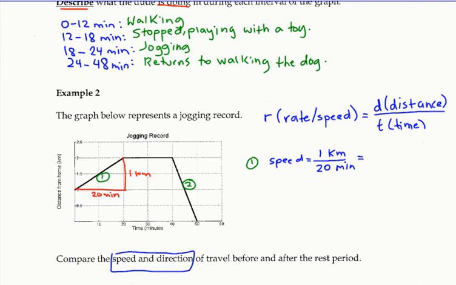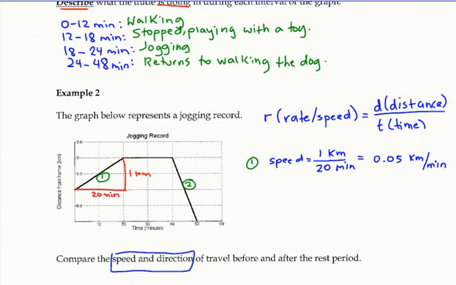Okay, 1 divided by 20. What does that equal? Type that into your calculators. Did you get it? What's 1 over 20? No, 1 divided by 20. 0.05 kilometers per minute.